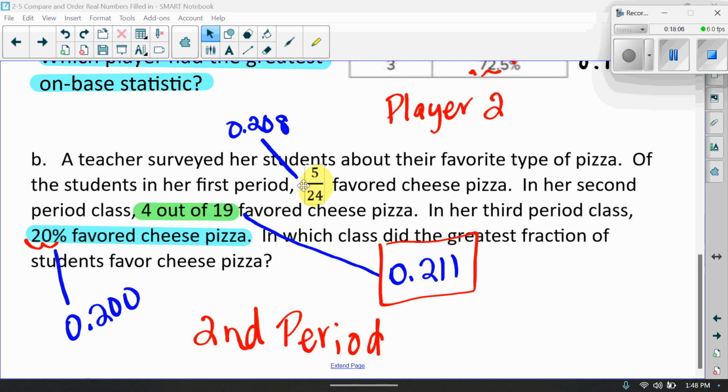So this one, we had to change each one of these to decimals. And I rounded to the nearest thousandth. Okay, so 5/24 is 0.208, then 20% is 0.2, and then I just added those 2 zeros there as placeholders, and then 4 out of 19 is 0.211. So the second period class is the one that had the greatest fraction of students who liked cheese pizza.